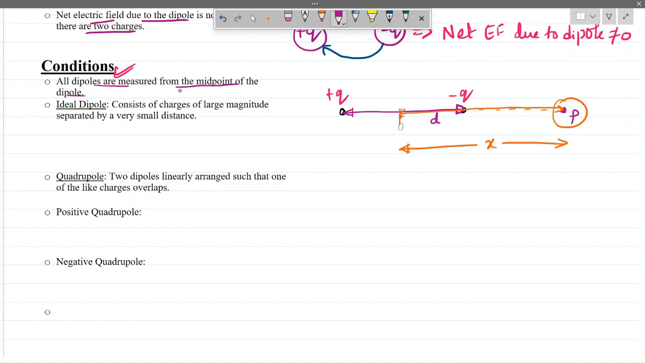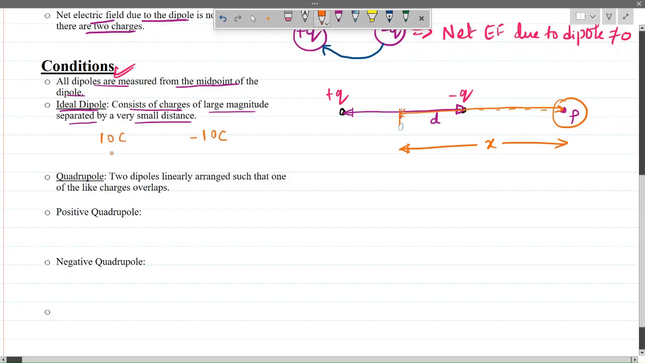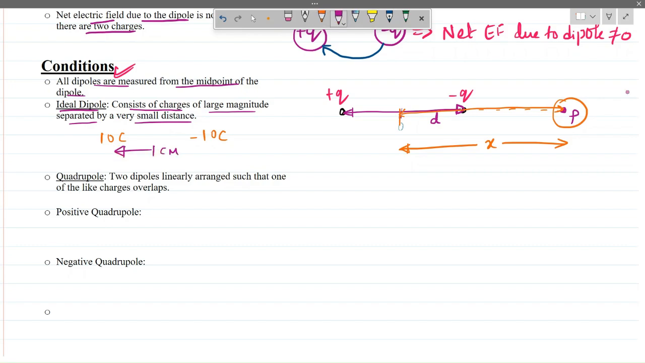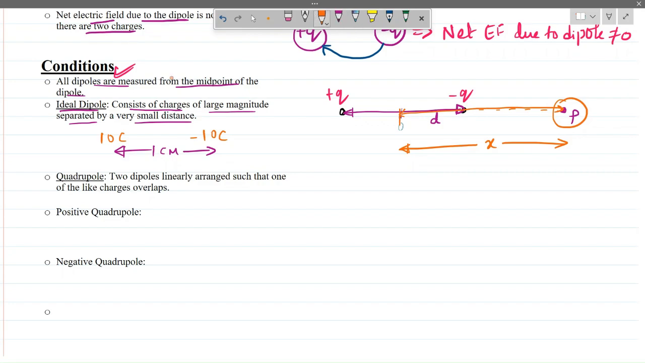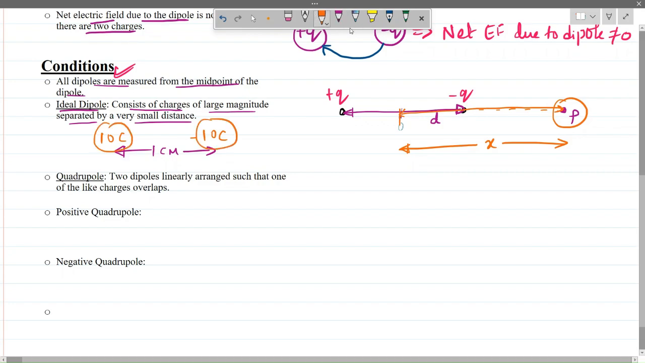Let us understand what an ideal dipole is. It consists of charges of high magnitude separated by a very small distance. Say for example, here we have 10 coulombs and minus 10 coulombs separated by a very small distance, say 1 centimeter. That is an ideal dipole, which has higher magnitude charges separated by a very small distance.